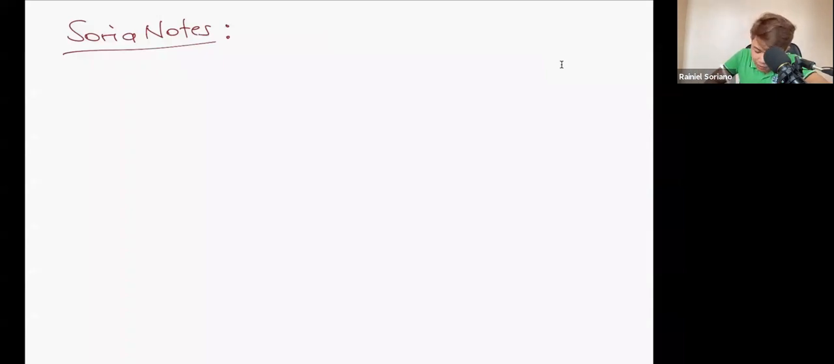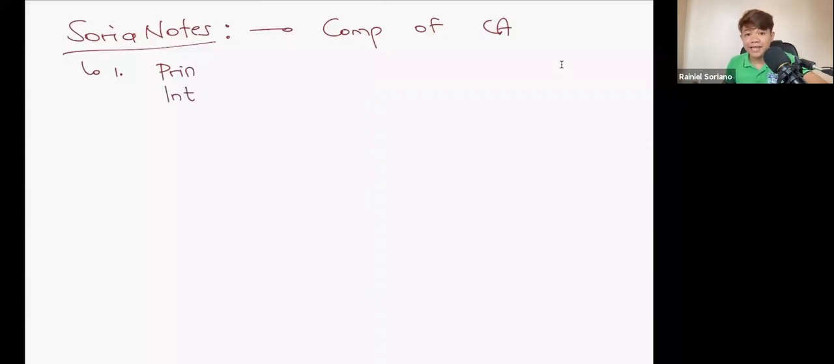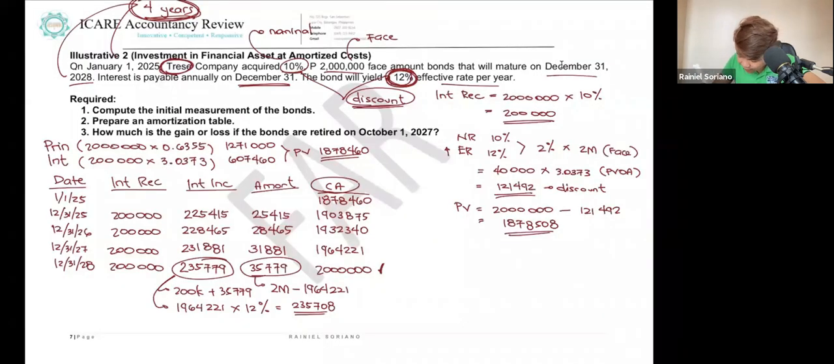So, Sorianotes number 1 is all about computation of carrying amount by using the present value. Present value pa rin of principal and then present value of interest. Let's say gusto nating makuha itong present value na to which is 1,932,340. Ilan pa ba yung natitira bago mag-mature? From this date up to this date, ang natitira pa will be 2 periods. Again, 2 years pa.